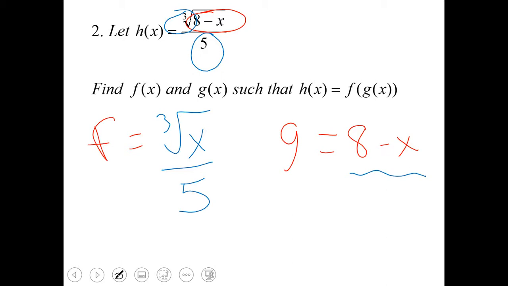Just to be clear, this is not the only correct answer. It just happens to be one of them. Why is it the answer? Well, if you take 8 minus x and you plug it in for this x, you're getting exactly what you're looking for.